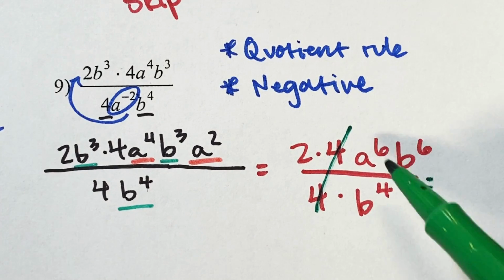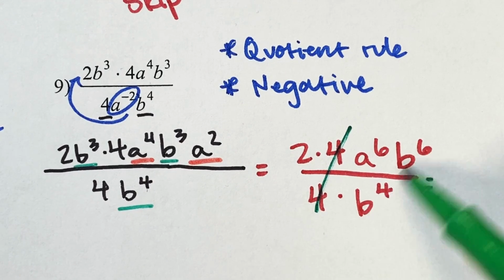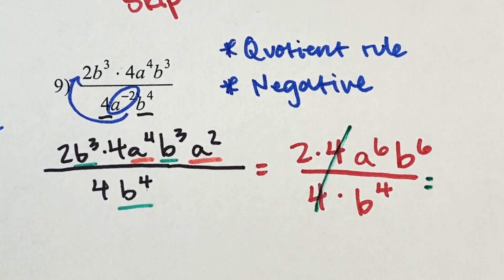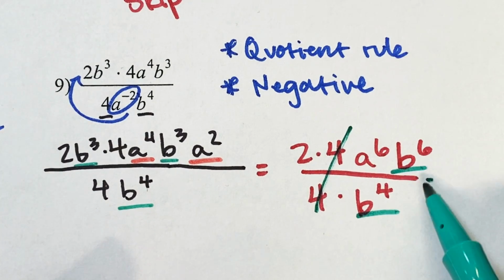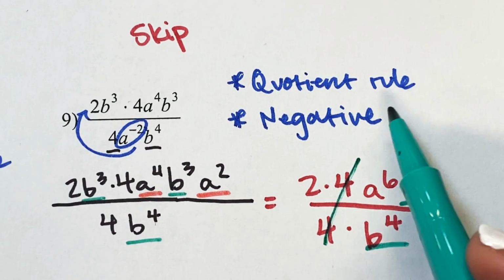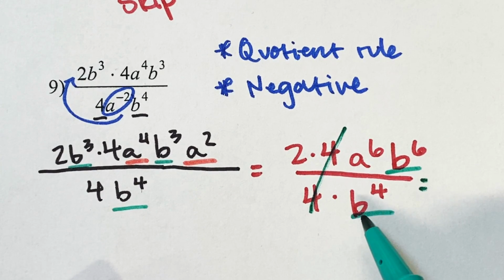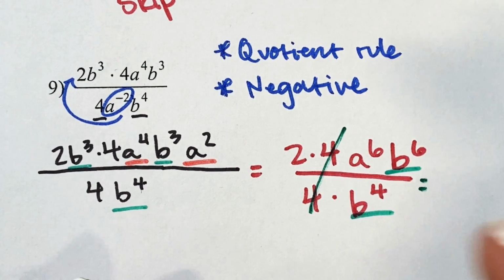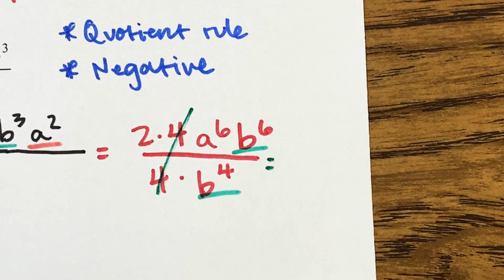Okay, so now I only have one A, so I don't need to simplify that with anything, but now I have B's that can be simplified. So I have 6 B's on top. This is where we're thinking quotient rule. 6 B's on top, 4 on bottom. So 4 of those are going to cancel out, right? Just like we did up here. Okay, so 4 are going to cancel out.